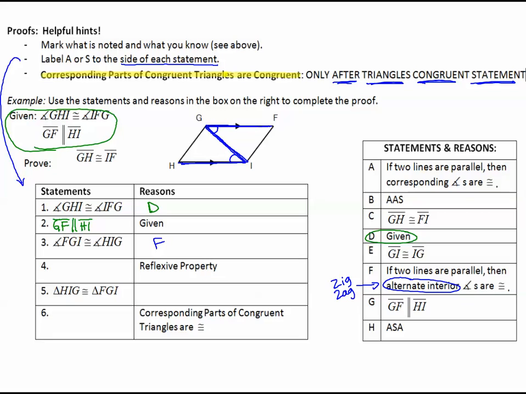Reflexive property. Reflexive property is that shared side. Well, what's the side that's shared in this picture? This side right here, GI, congruent to itself. Where does it talk about GI? Right here. Now, I'm not just going to write the letter, I'm going to write what it has. GI congruent to IG. We'll talk about why in a moment.